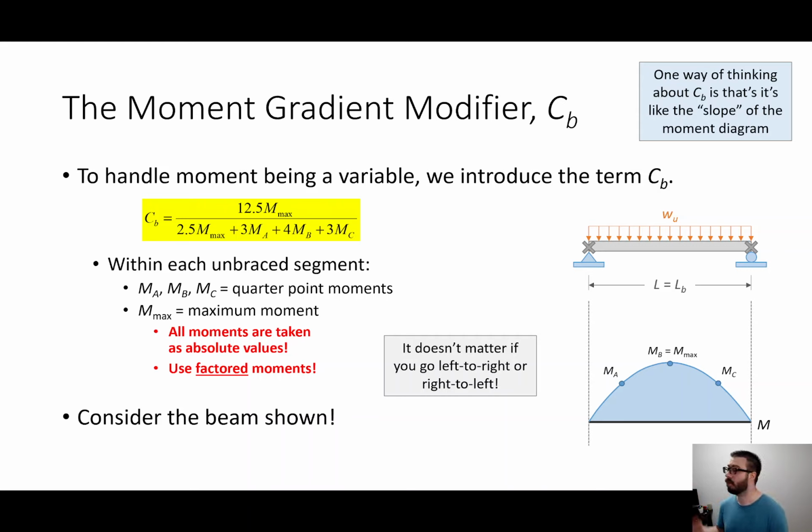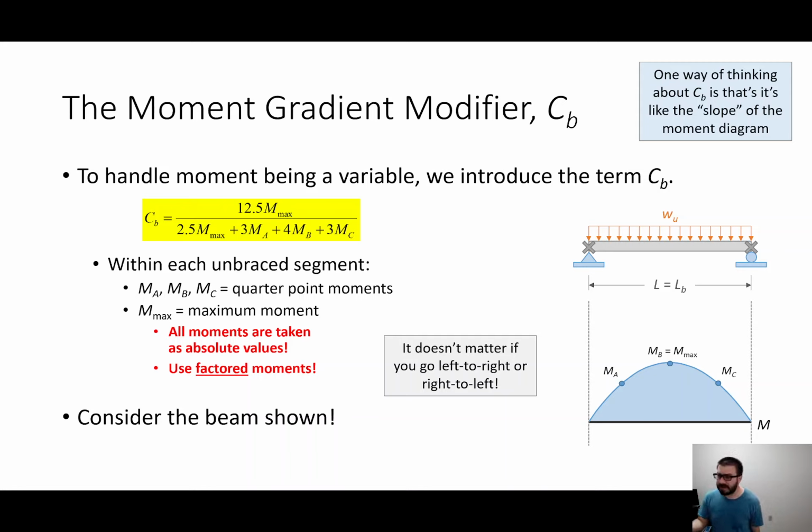So C sub B, we call this a moment gradient modifier. One way of thinking about C sub B is that it's kind of like a slope of the moment diagram. That's not really the case, but it kind of is. The more the moment changes, the chances are that C_b is higher. And I say chances because there are some caveats for how you compute it, which let's get into right now.